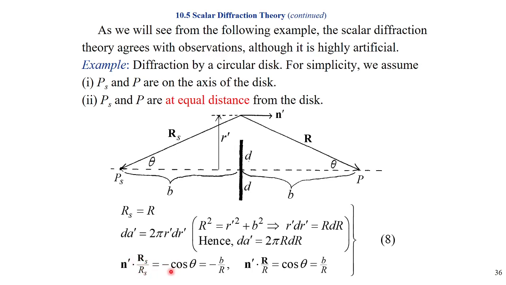So, n prime dot r equals, n prime is here. The propagation of the wave is in these directions. For rs, that will be minus cosine theta, equal to minus b over R. n prime dot r: one is in this direction, the other is in these directions. They differ by a minus sign. So this one gives us a minus cosine theta. This one gives us a cosine theta. Okay.